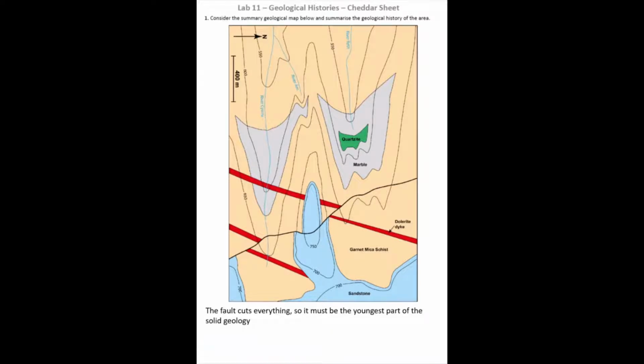Then the next thing that must have happened is our fault, because the fault cuts everything, so everything must have already been there in order for the fault to cut through it and displace the contacts. So a period of faulting or tectonic activity produced the northwest-southeast trending faults in the area, northeast-southwest trending faults in the area.